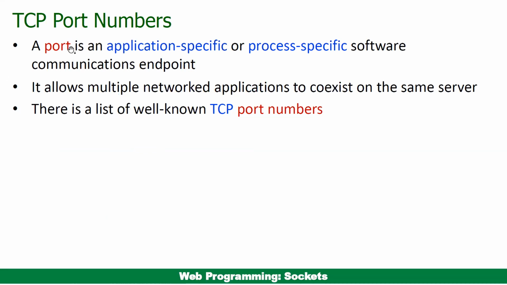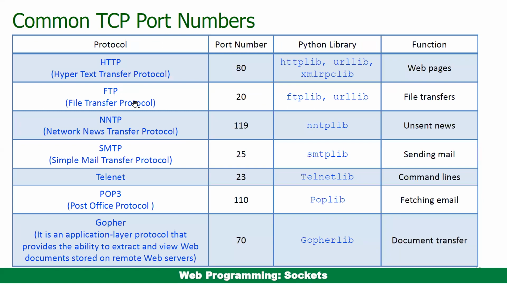Then coming to TCP port numbers. A port is an application-specific or process-specific software communications endpoint. It allows multiple networked applications to coexist on the same server. There is a list of well-known TCP port numbers. Let us see. Common TCP port numbers are listed in the below table. The table shows protocol-wise port numbers, then their corresponding Python libraries and their functions or usages.